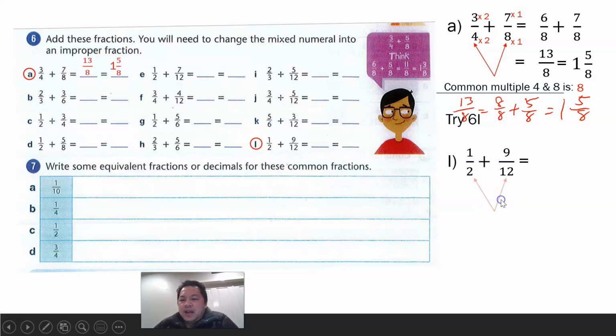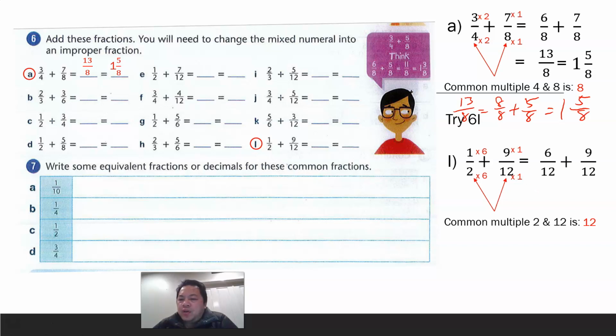Question 6, give it a try on your own first. So 1/2 plus 9/12. Again, 2 and 12, the common multiple is actually 12. So how do I get 12? 2 times 6 will give me 12. Whatever I do to the denominator, I do to the numerator. There's no change to the right fraction again. So I get 6/12 plus 9/12. That's how I get 15 over 12. Again, 15 over 12, you convert it, you get 1 and 3/12.